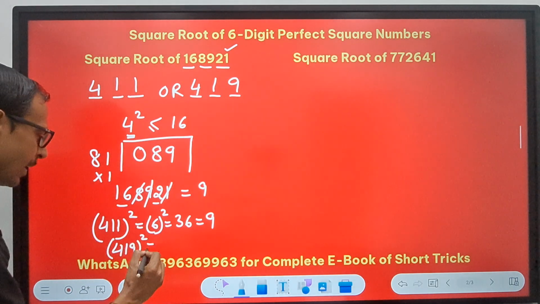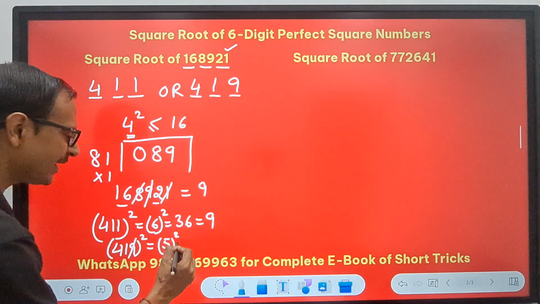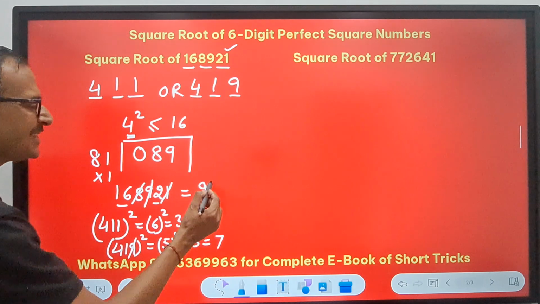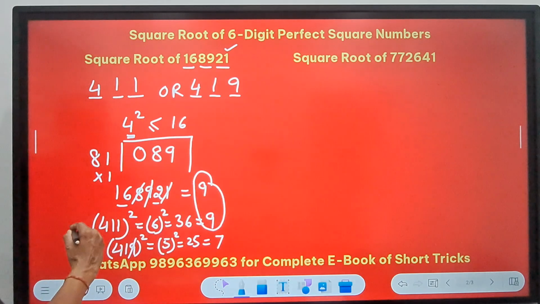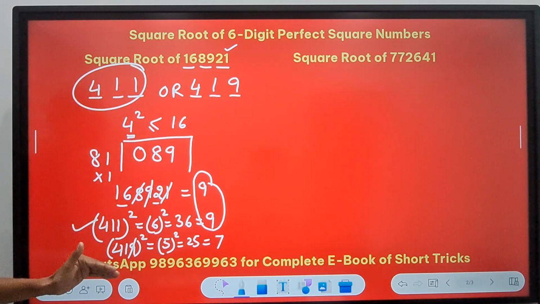419 square. 9 cancels out. 4 plus 1, 5. So 5 square. 5 square is 25. 25 is 2 plus 5, 7. And so the digit sum tallies with 411. So your answer for the question is 411.